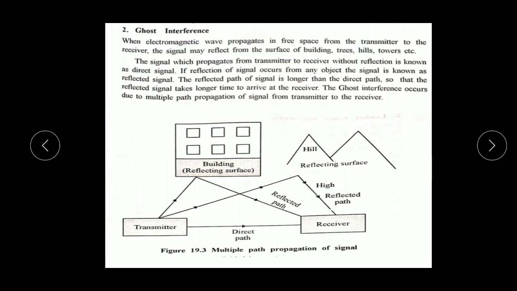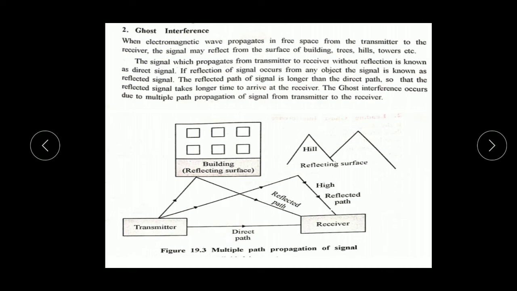The signal which propagates from transmitter to the receiver without reflecting is known as the direct signal. Without reflecting, the signal propagates directly from transmitter to the receiver. This is the direct path.